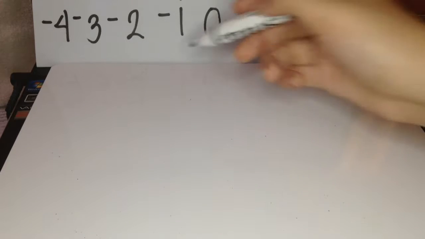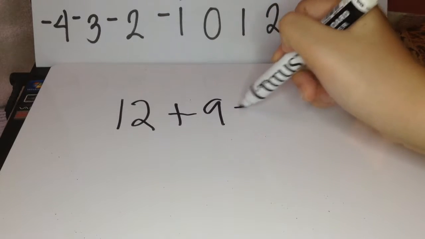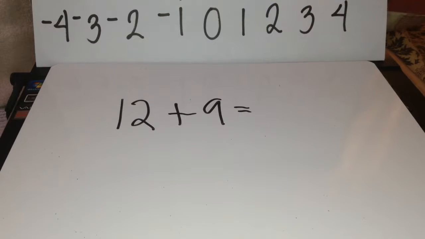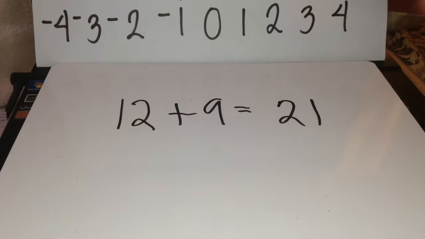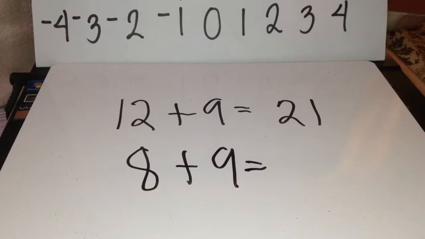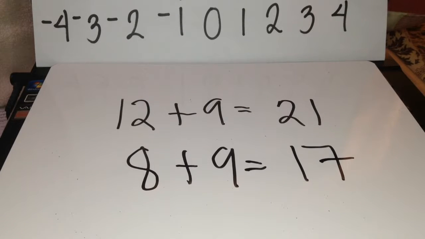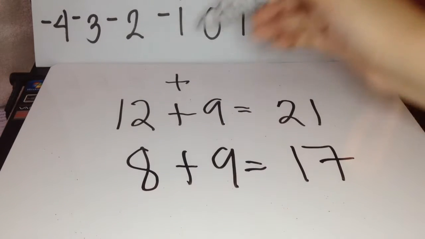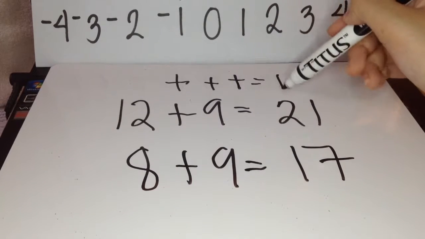Let's have 12 plus 9. We all know that 12 plus 9 is equal to 21. Let's try 8 plus 9. We also know that 8 plus 9 is equal to 17. So a positive number added to another positive number is a positive sum.